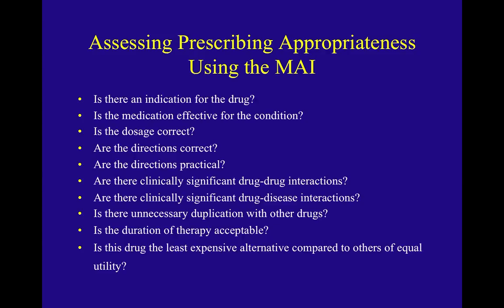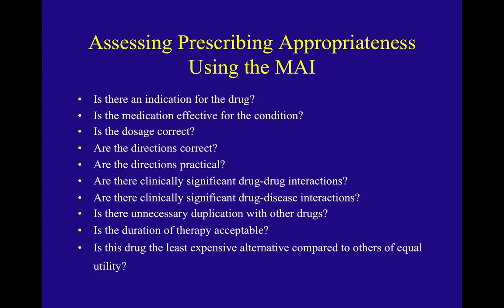Another nice tool is called the MAI, Medication Appropriateness Index. This tool initially was created, and it has been validated in studies as a tool to assess appropriate prescribing in physician ordering. But this is a great set of 10 questions to ask yourself when you review each patient.